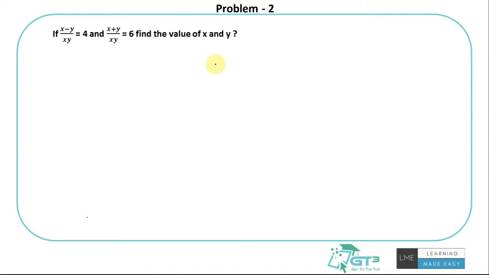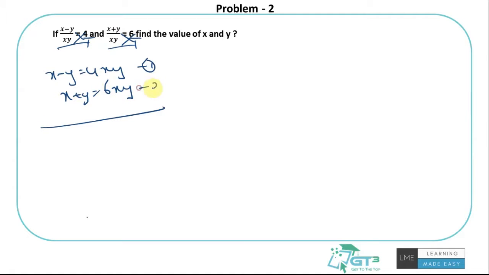So let's look at this question. These two are a pair of linear equations. There are two ways to do it. One way is that I just do 4 by 1, I cross multiply, so I get x minus y equals 4xy. That's one equation. 6 by 1, I cross multiply, 1 into x plus y is x plus y equals 6xy. This is equation 2, right? Now if I add both, y gets cancelled out. 2x equals 10xy.